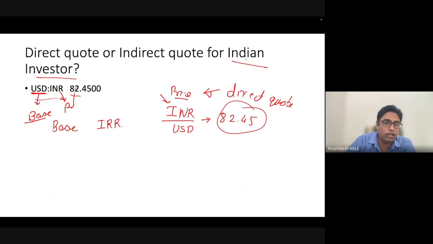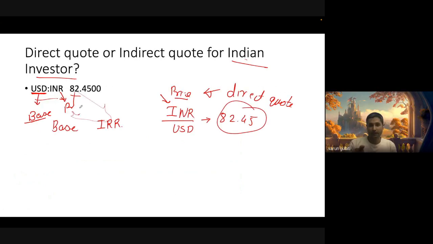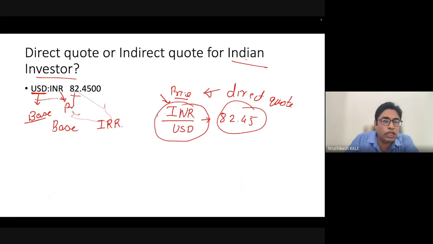But you wrote INR USD rate 82.45, no. This, INR first, yes. No. Look, this is one way of writing, and this is understanding. Understanding means from one USD, I'm getting 82.45 rupees. So this quote and this writing are similar.